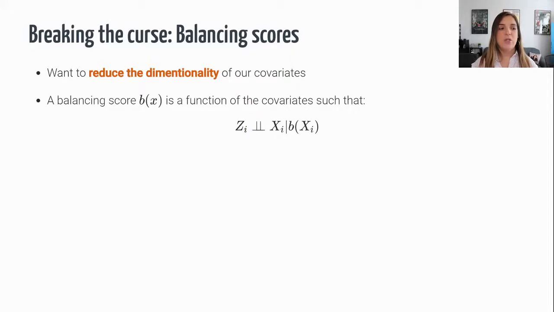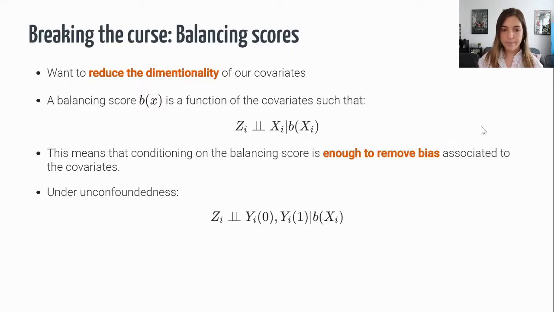we need. So in that sense, a balancing score is a function of the covariates, okay, such that when I condition on the balancing score, I'm collecting all the information that is related to confounding in the treatment assignment. So the idea is that conditioning on that balancing score is enough to actually remove bias associated with the covariates. So if you're thinking about adjusting by covariates, this would be the same as adjusting, in this case, by the balancing score. Again, in terms of confounding, the balancing score has all the information that I need.